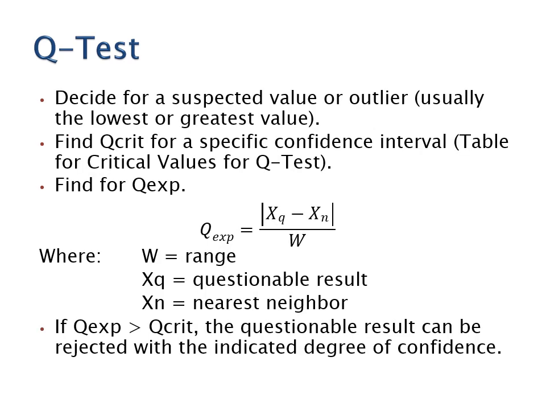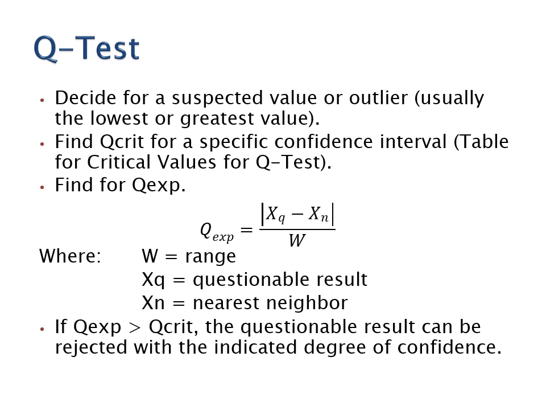So next we have the Q-test. It decides for a suspected value or outlier, usually the lowest or the greatest value. So yung Q-test, ginagamit niya siya kapag, for example, meron kang set of data or sa experiment mo, sa tingin mo yung isang result mo is sobrang mababa or sobrang mataas, iniisip mo na baka nagkamali ka doon, may error yung nagawa mo, kaya subject mo siya sa Q-test para malaman mo kung accepted pa yung value na yun or pwede mo na siyang tanggalin.